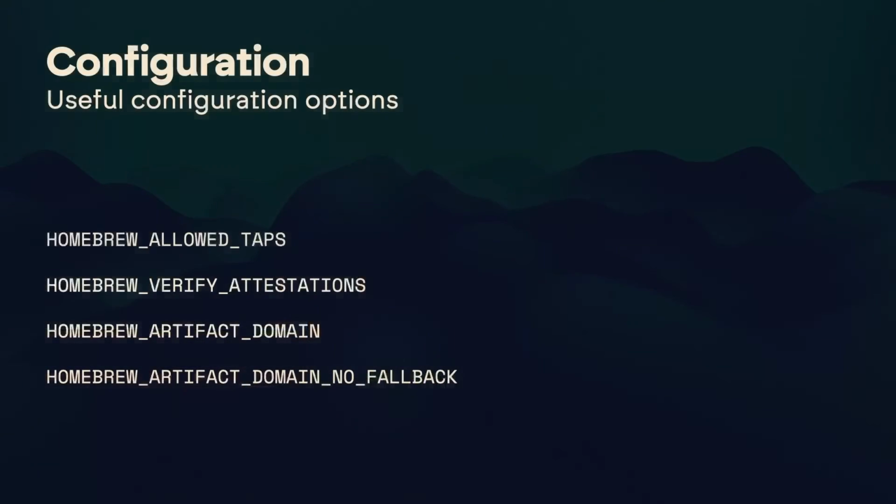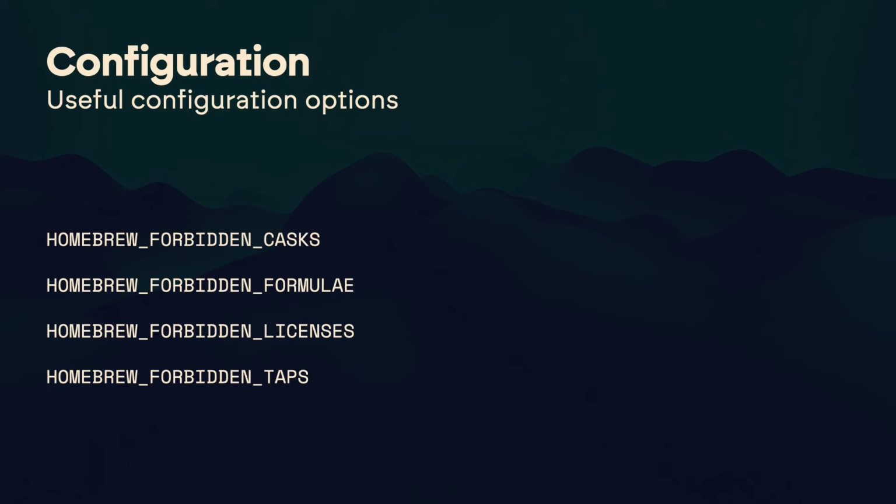The last configuration option on here, no fallback, is just to say that if that internal mirror is down, don't go to the public internet by default. This next one is about limiting what can be installed. So we have 4 different types of forbidden objects. We have one for casks, formula, licenses, and taps. Essentially what these are a list of the packages or the licenses or the taps that are not allowed to be added. So you could say, for example, block the BitTorrent package, or block AGPL software. If your organization has a rule that you can't use AGPL software, you can block it that way.